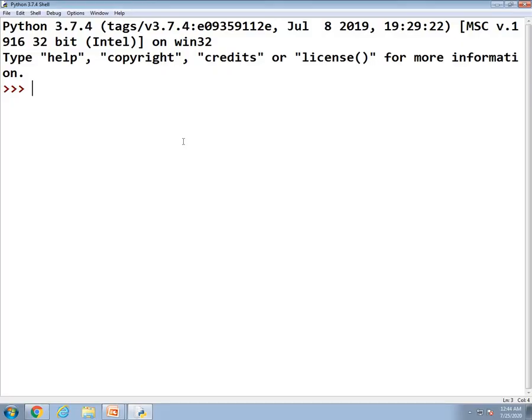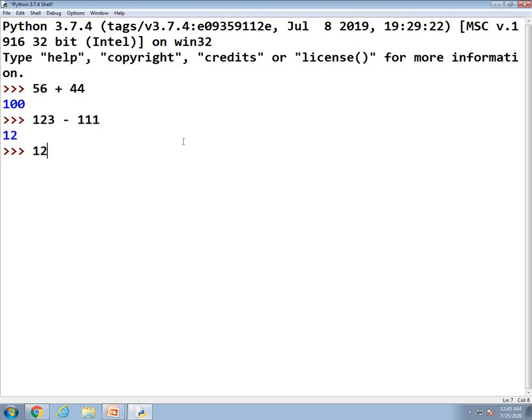Now we are at Python console. We'll try to understand all the operators. 56 plus 44, we know about addition very well. So 56 plus 44 returns 100. This is addition. 123 minus 111 returns 12 as an output. This is a subtraction operator.